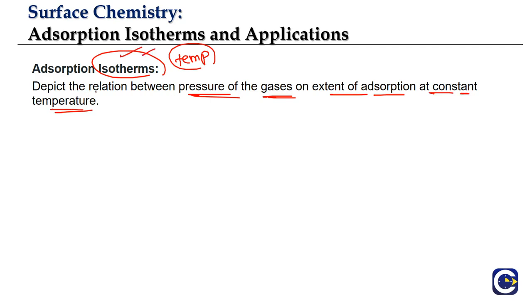So we talk about, let us say, the adsorption of gas particles on the surface of a solid, or the adsorption of gas particles on the surface of a liquid. We'll see how the pressure of the gas will affect the extent of adsorption. We'll see how we measure the extent of adsorption also. So this is what we look at in terms of the adsorption isotherm.